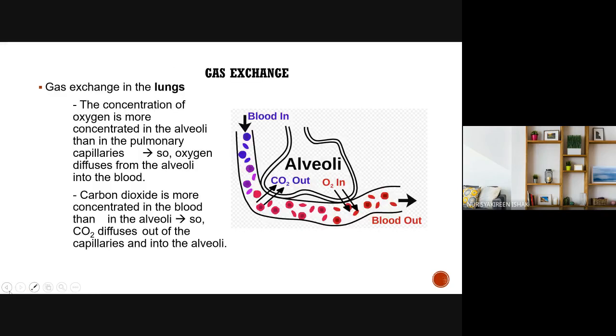Okay, so next, gas exchange in the lung. So it is the same, the concentration of oxygen is more concentrated in the alveoli than in the pulmonary capillaries. Because from the pulmonary artery, it brings oxygen poor blood, so the oxygen will diffuse from the alveoli into the blood. Carbon dioxide goes in the opposite direction, as it is more concentrated in the blood than in the alveoli. So carbon dioxide diffuses out of the capillaries into the alveoli. Okay, so when you exhale, the carbon dioxide will be released to the atmosphere.